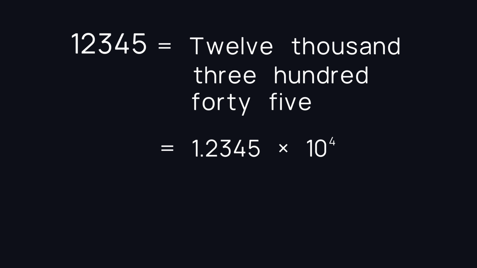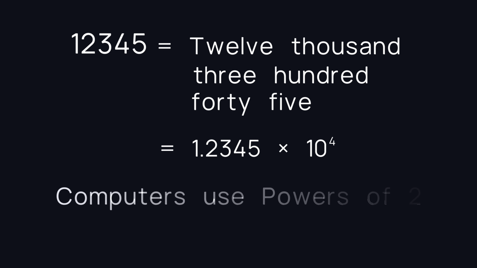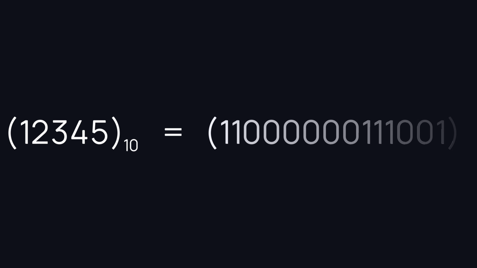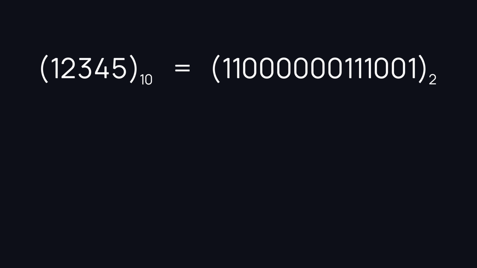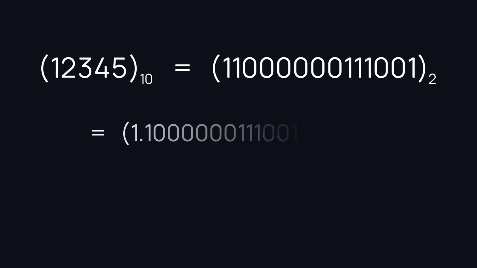Computers use exactly the same idea, except instead of powers of 10, they use powers of 2. So let's convert this number into binary. And this is its binary representation. Now, just like before, we can rewrite it in normalized form, but this time using powers of 2, like this.